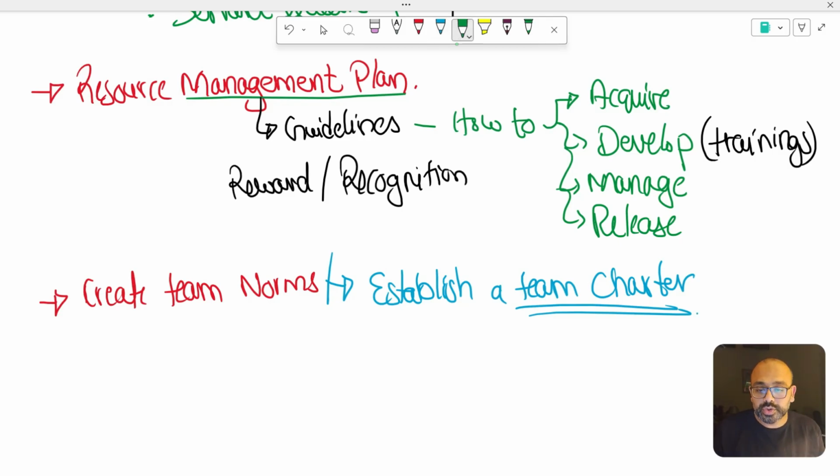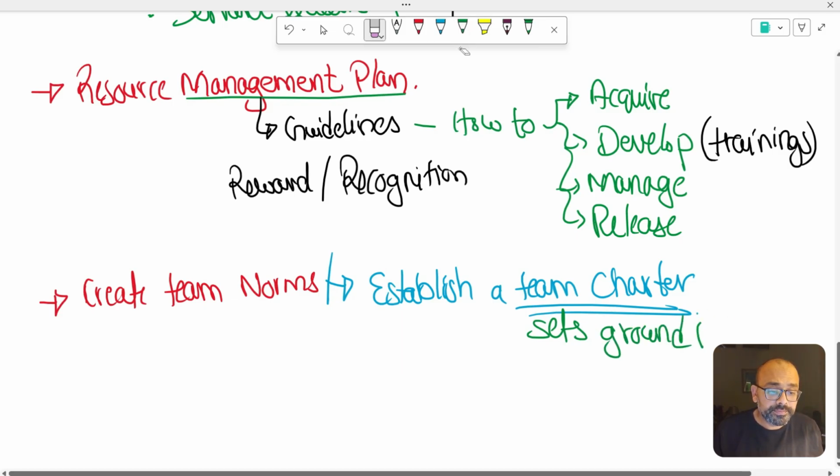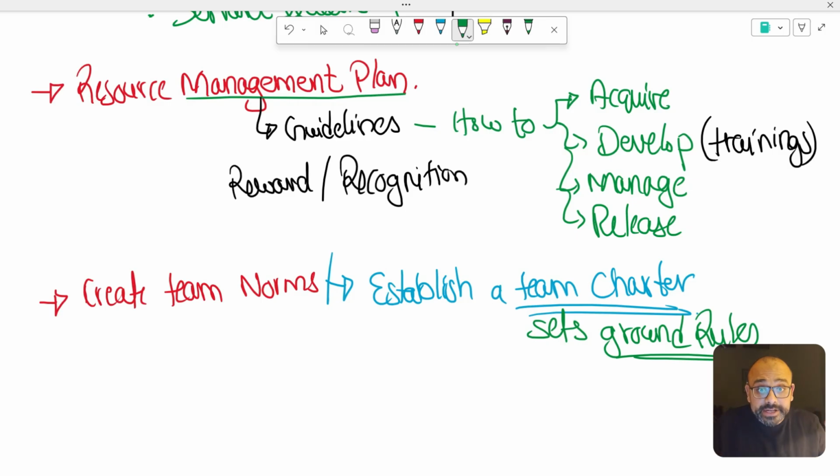A team charter is a document that establishes the team norms. It sets the ground rules as well. The team charter sets the ground rules. The ground rules are the basic rules that team members should be exhibiting while working on the project. Just like the examples I gave you: timing in, timing out, be polite with everyone, and do not send random messages on the work chat. You must use relevant messages. Things like these are written as ground rules, right? So that's a team charter.